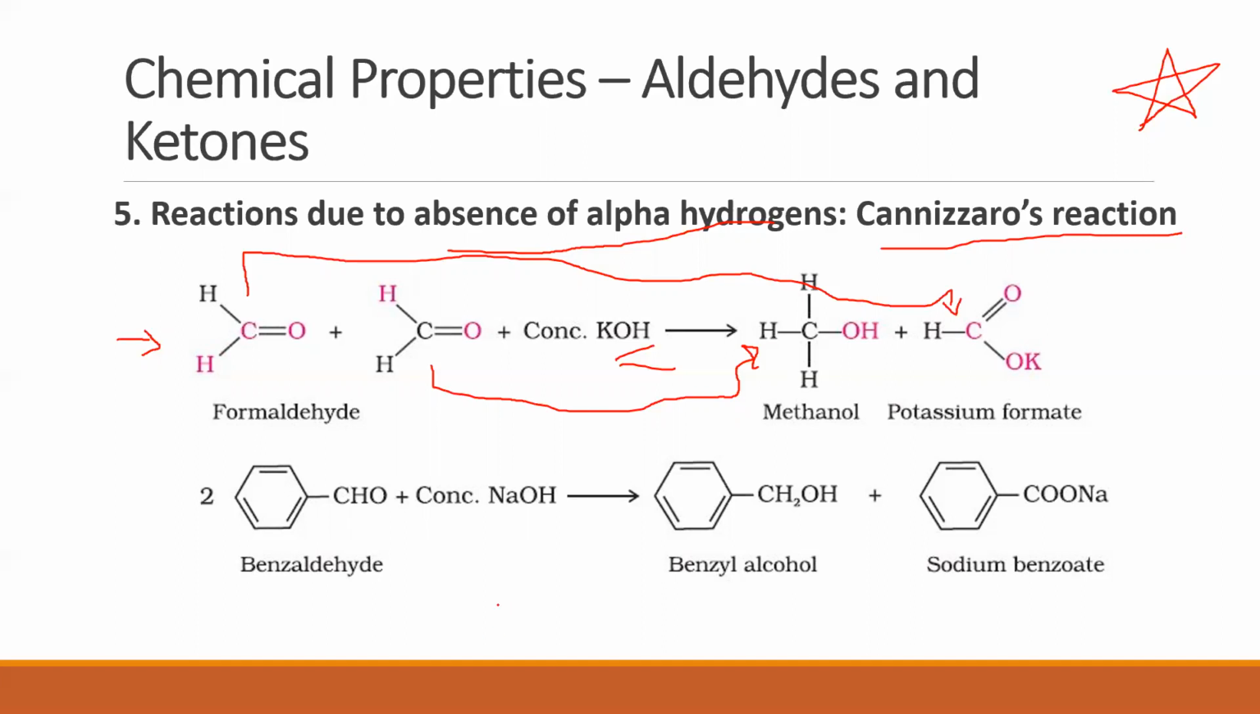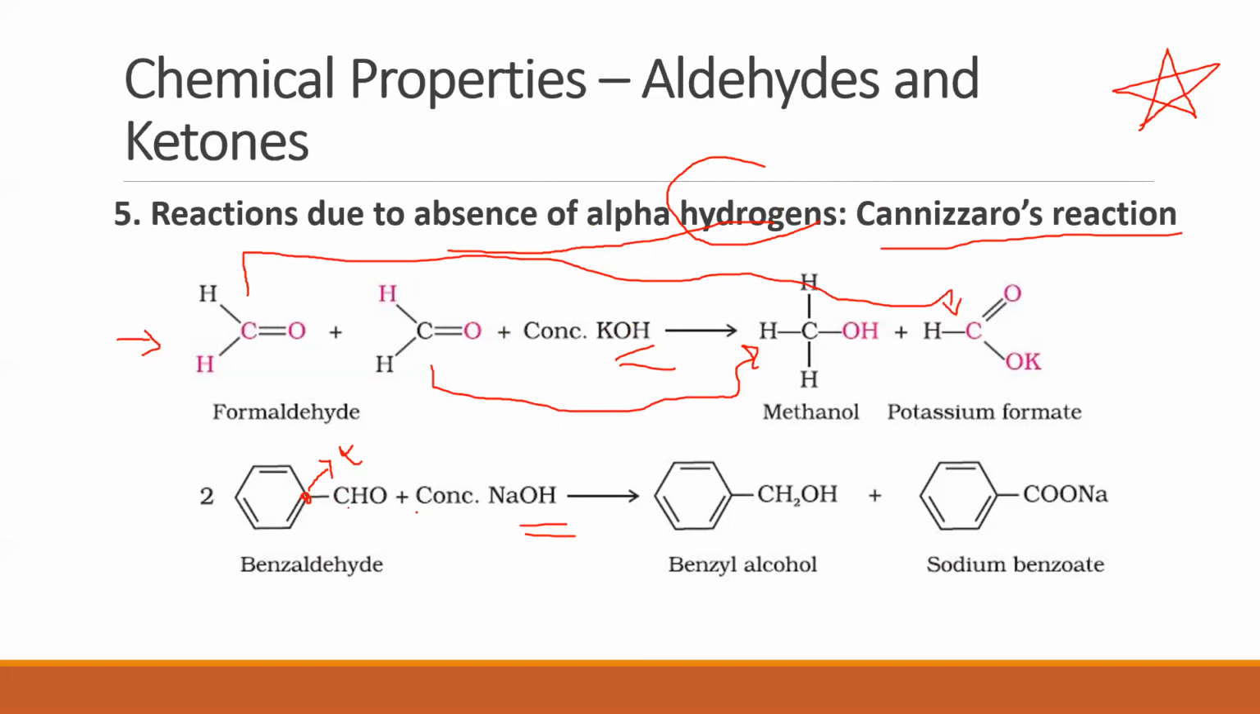Let's look at the second example. Second example is benzaldehyde. Now, does benzaldehyde have alpha carbon? So this is my carbonyl carbon. I have an alpha carbon, so this is an alpha carbon. But the reaction is not with respect to alpha carbon. What is it with respect to? Yes, it's with respect to alpha hydrogens. Does this alpha carbon have hydrogens? No, it does not. Hence, benzaldehyde also will not give aldol condensation with a base. Instead, it will also give Cannizzaro's reaction.